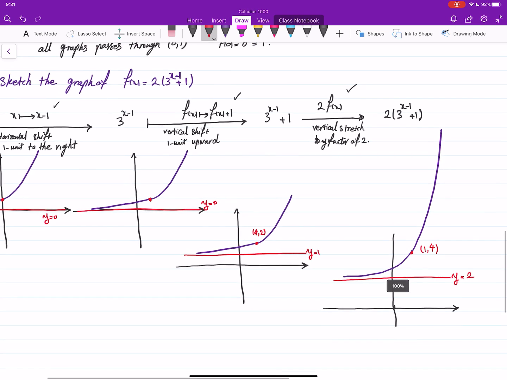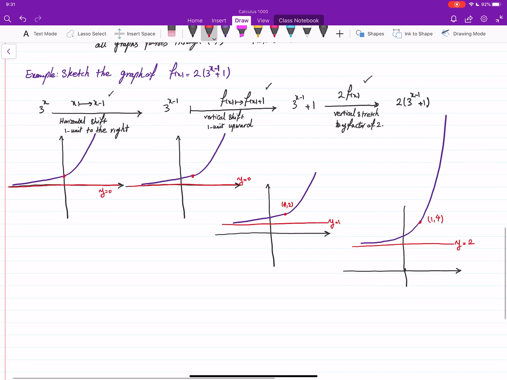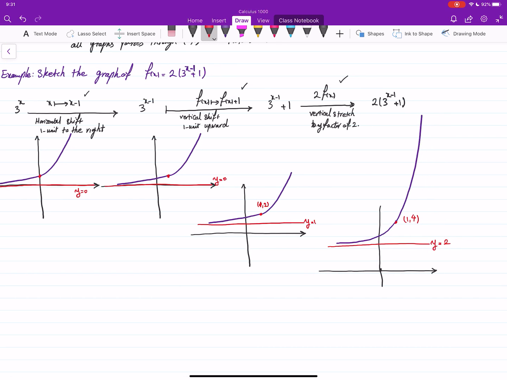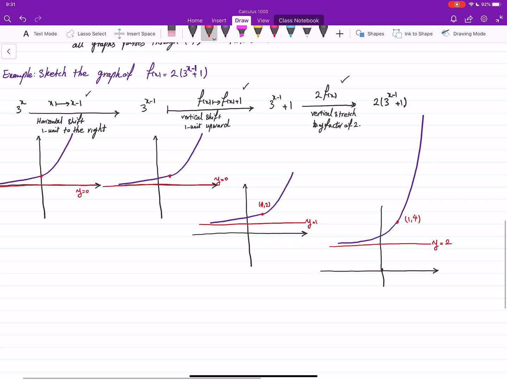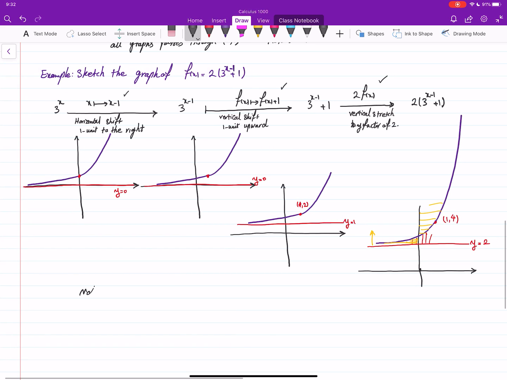An important and nice thing that you can use from the sketch of this graph is that all the values of this new function will be above this line. So as we did before, all of them are above this line. It means that the range of f of x equals 2 times 3 to the power x minus 1 plus 1 is everything above the line 2, so (2, plus infinity).